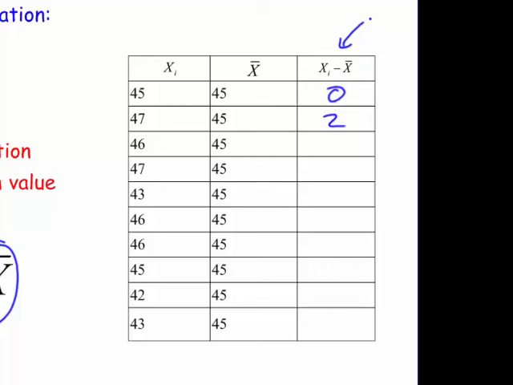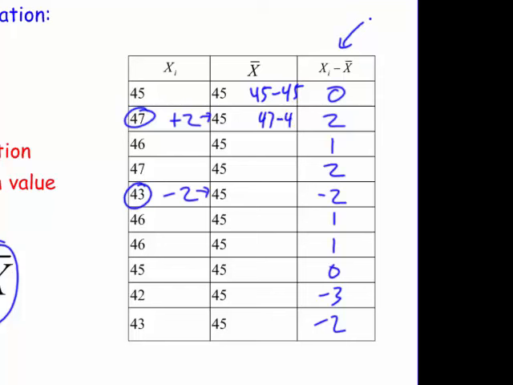So here we have a positive 2 deviation. And the reason it's positive is because 47 is 2 above the mean. That's why it's a positive 2. So 46 minus 45 is 1, and then we got 2. Now we get a negative 2, right? Because 43 is below the mean by 2. So that's why it should be negative. And then we got 1 and 0 and negative 3 and negative 2, right? So we just subtracted the mean, 45 minus 45, 47 minus 45, from all those. Okay, so that was our first step.